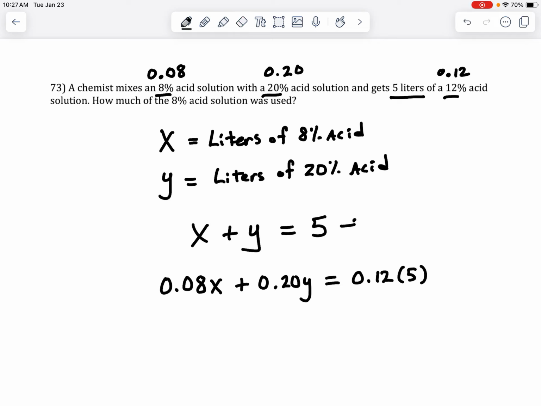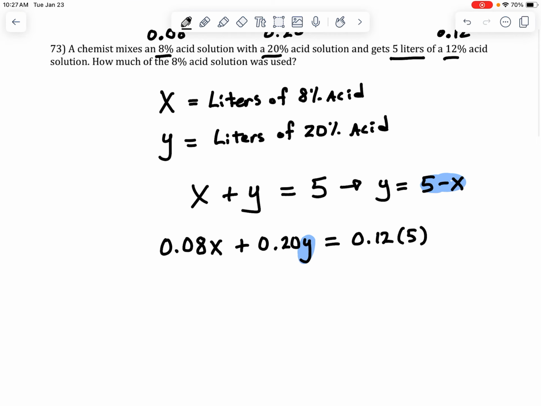And I'm going to use substitution. So this top equation, I'm just going to solve for y. So subtract x from both sides, and y equals 5 minus x. And then I'm going to substitute that in for the y value.